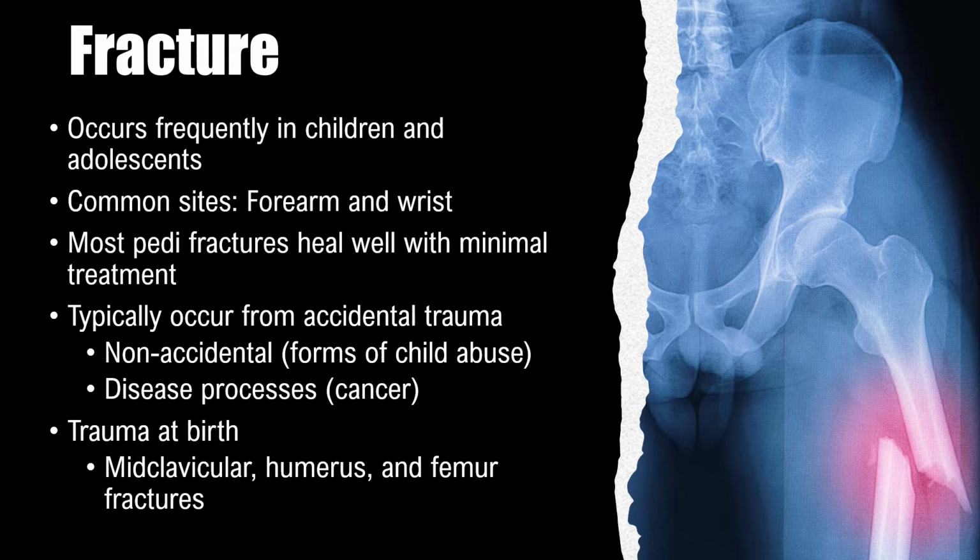Also, trauma at birth, very typical for infants. Midclavicular, humerus, and femur fractures can happen. And I know in class I talked about my newborn son's recent fracture when he was born. He did have a midclavicular fracture as he was born. So some babies need splinting and immobilizing, especially when talking about fractures at birth.